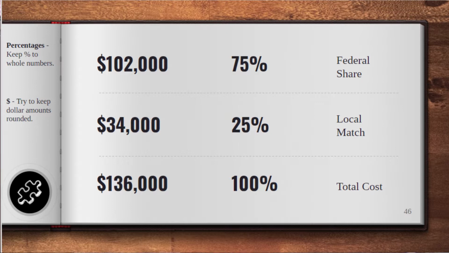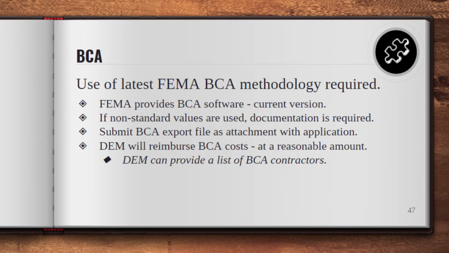All right, BCA. We're almost done with this section. We can take a break. I guess maybe it's lunchtime. So when you do the BCA, whoever does it, whether you do it in-house or you hire someone, they have to use the latest FEMA BCA methodology. They're constantly changing this as they get new projects that come in. The BCA calculation is different depending on if you're doing a flood project, a fire project, or an earthquake project. They have different calculators for that. FEMA will provide the BCA software. You have to use the most current version.